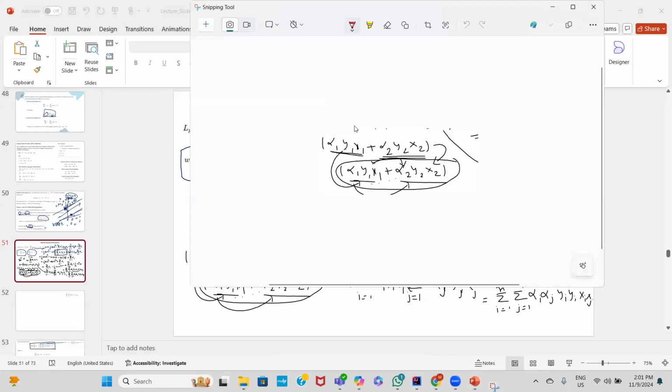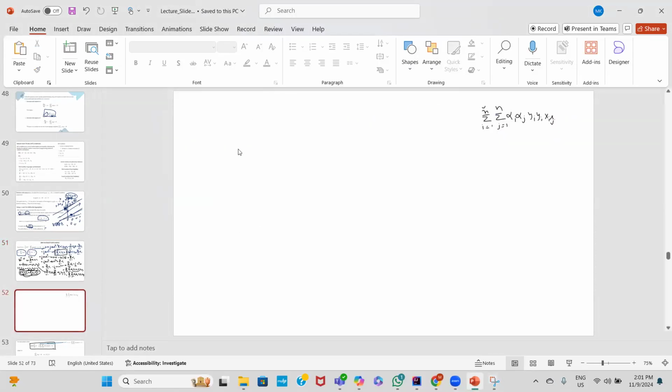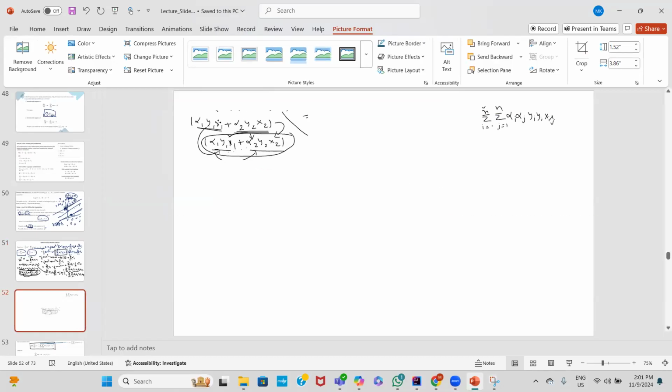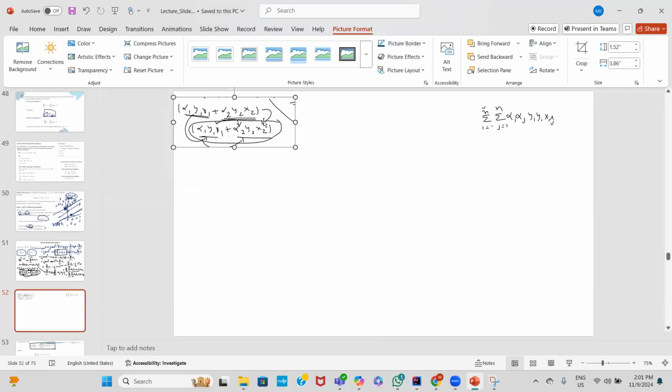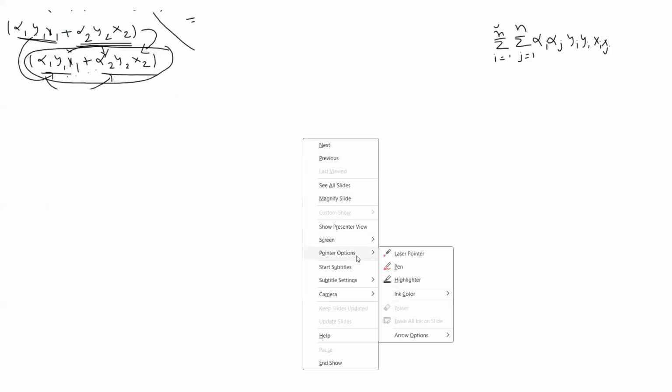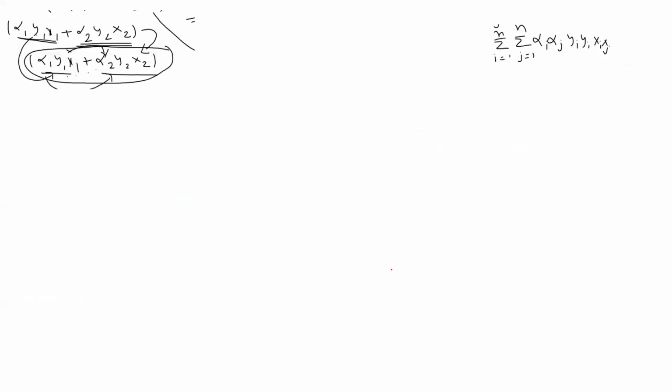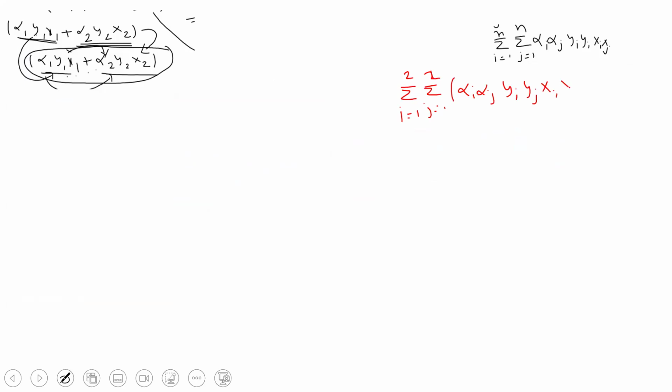Let's do a small multiplication on both of them, and then you will understand that they both are equal. This is the other term that we got. Now we need to make sure these two multiplications are equal. Let's go back here. Now I'm going to expand this. Let's apply only j now. Let's take n equal to 2 again, i equal to 1 to 2, sigma j equal to 1 to 2, and alpha i, alpha j, yi, yj, xi, xj.